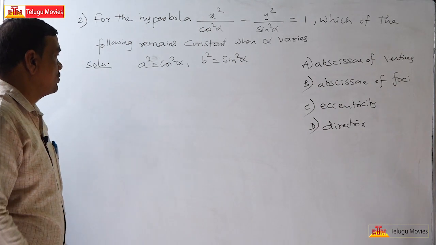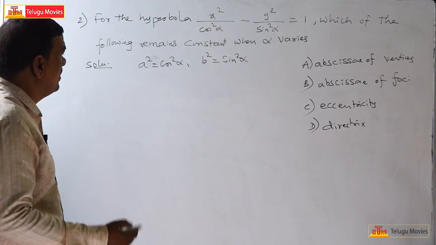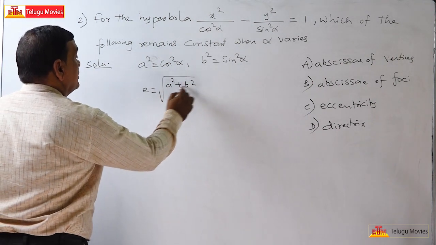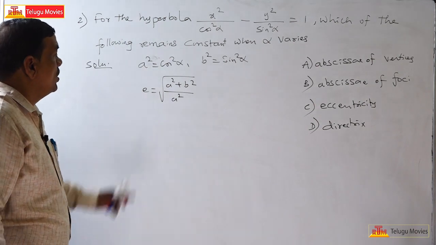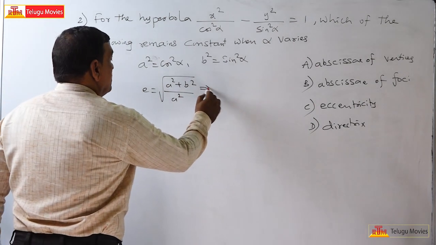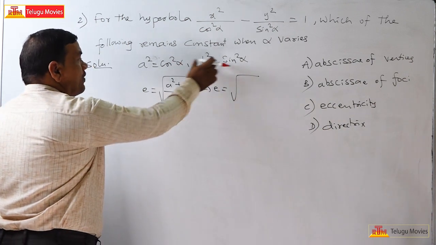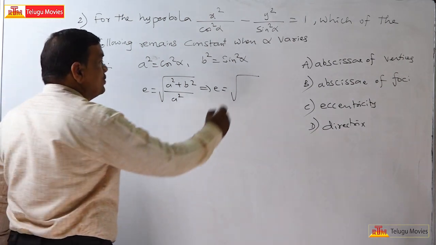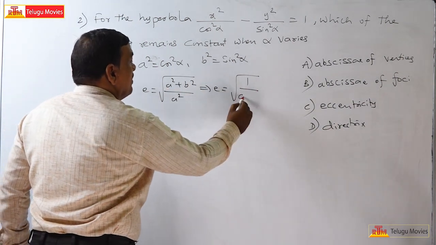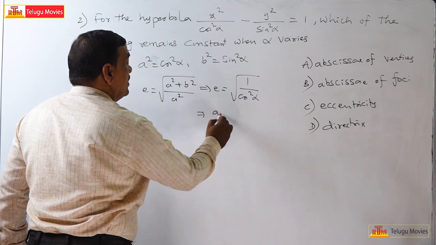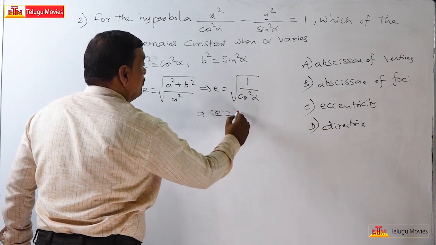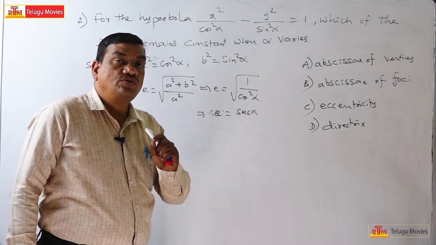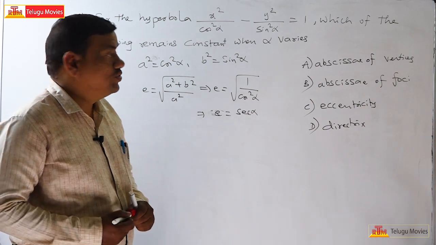Now we know that for the hyperbola, eccentricity is equal to root of (a square plus b square) by a square. Understand? Now substitute here. So this implies e is equal to root of (cos square alpha plus sin square alpha) by cos square alpha. Cos square alpha plus sin square alpha is equal to 1, and a square is cos square alpha. Therefore, totally e is equal to secant alpha. Okay? So we got e is equal to secant alpha.